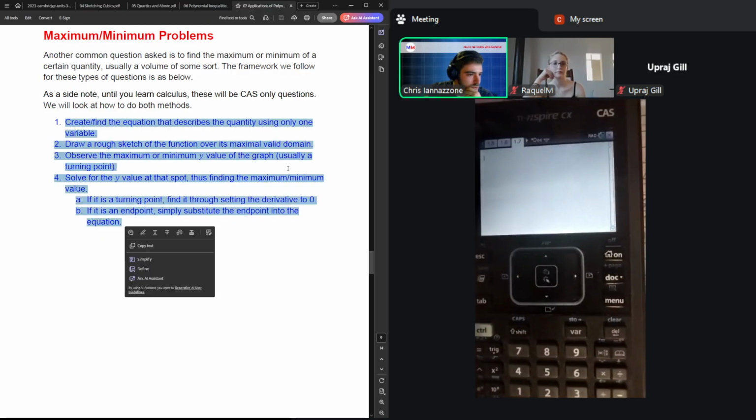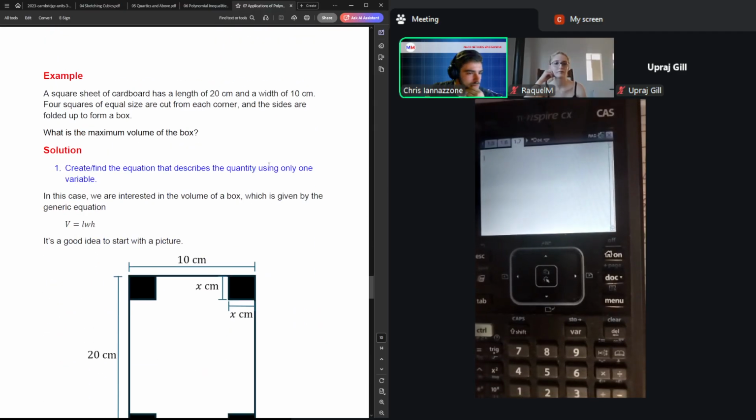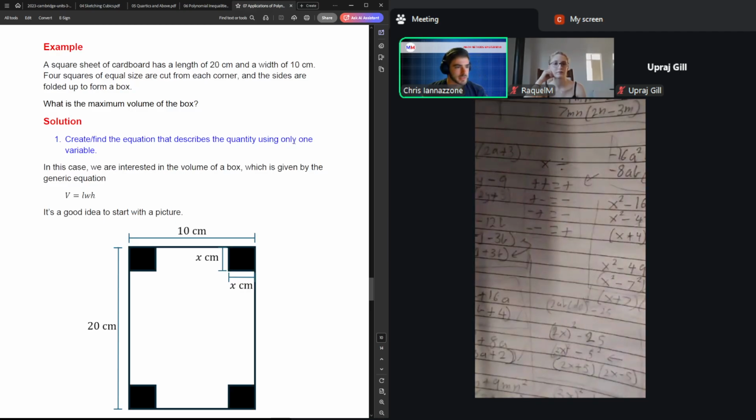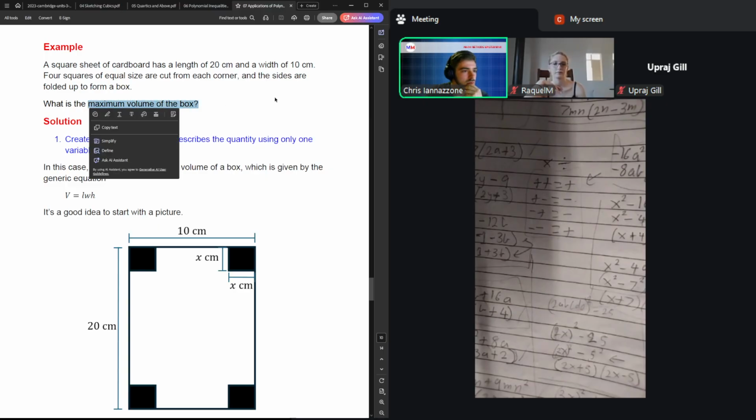So the same approach that we use for solving the quadratic versions of those is the exact same approach we're going to use for solving the cubic versions. I've got all the steps detailed up here. Again, those can be looked at later. It's better we look at how those are actually applied to an example. So in this case, we have a square sheet of cardboard. We're told the length and width of it. We're told there are a bunch of cutouts from each of the corners, and it's folded up into a box. We want to maximize the volume of the box.